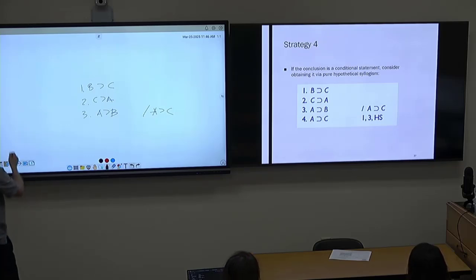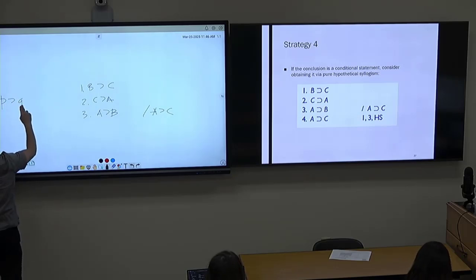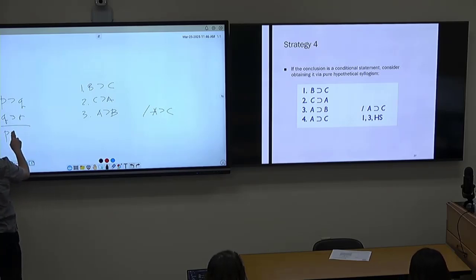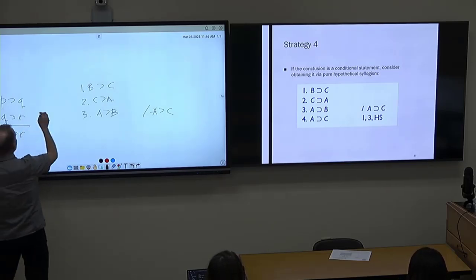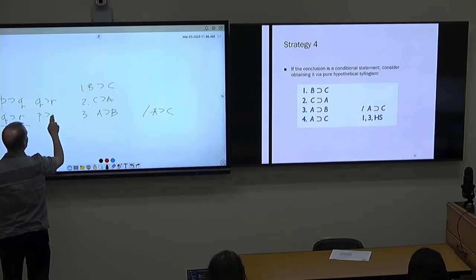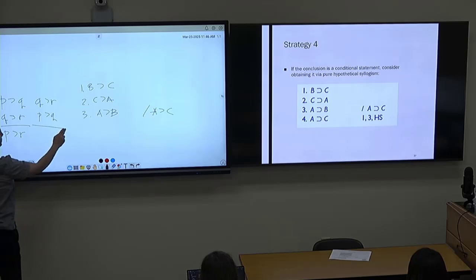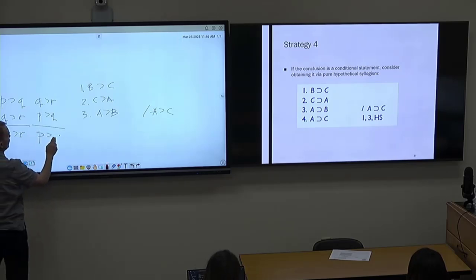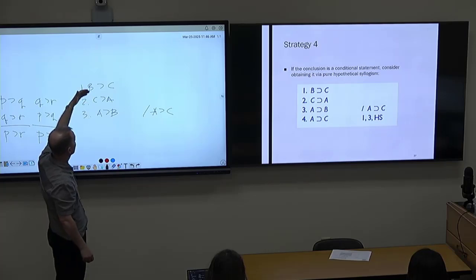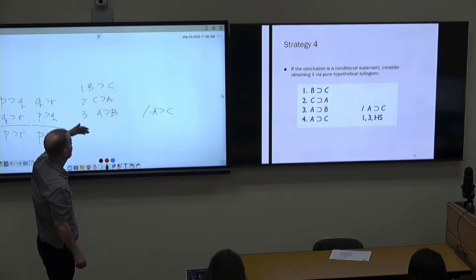not immediately clear. Remember, the pure hypothetical is if P then Q, if Q then R, and the conclusion is if P then R. But you can also have if Q then R, if P then Q, we're just reversing the order of the premises, and the conclusion is still if P then R. So that's one thing to remember. Sometimes you may not immediately see how, in this case, pure hypothetical works.